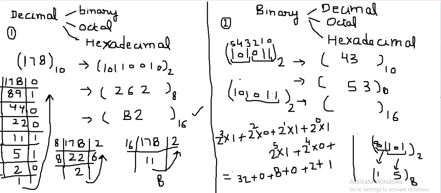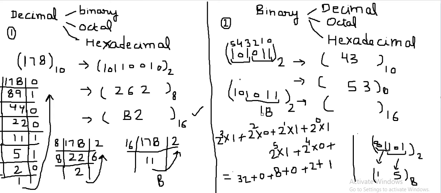1011 is 11. You can convert it into decimal and you will get 1011 as 11 in decimal. But in hexadecimal, this 11 is represented as B. So we will write not 11 but B. So here B.